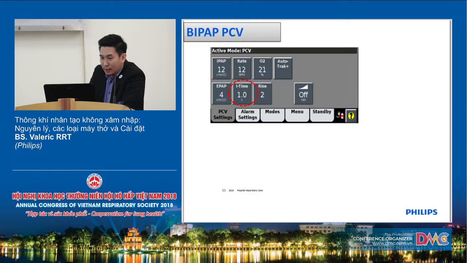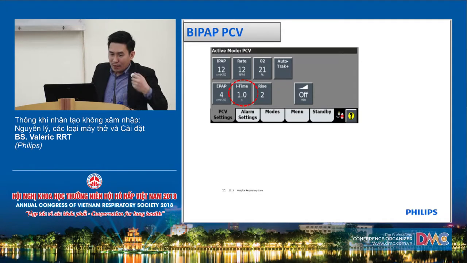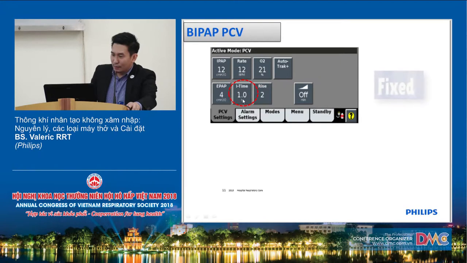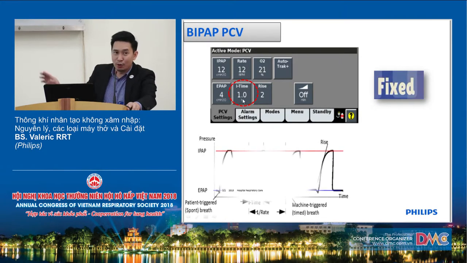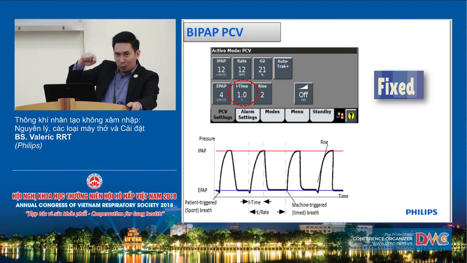Okay, so for the PCV, you have additional settings. You have the rate, oxygen, and then the I time. So if you have an I time, meaning you have a fixed I time if you're using PCV, like assist control mode. What you set is what you get.